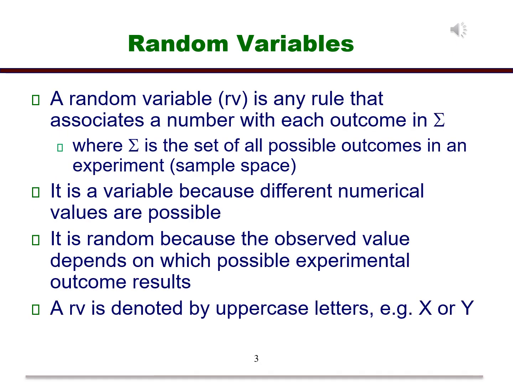Before we get to the distributions, let's first talk about random variables. A random variable, or RV for short, is any rule that associates a number with each outcome in the set of all possible outcomes in an experiment. It is a variable because different numerical values are possible. It is random because the observed value depends on which possible experimental outcome results. An RV is denoted by uppercase letters such as capital X or capital Y.